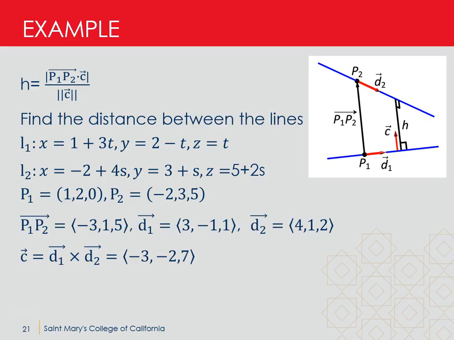And so finally, we need that projection that we talked about. So we're going back to using this formula here, the P1P2 dot C over the magnitude of C. So we take the dot product of C with P1P2, and that comes to 42. We take the magnitude of C, which is of course just 3 squared, 2 squared, 7 squared, square rooted. Find the ratio of those two things and divide, and we get 5.3 or so.